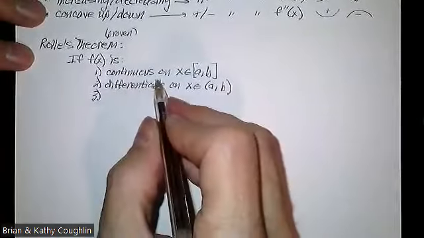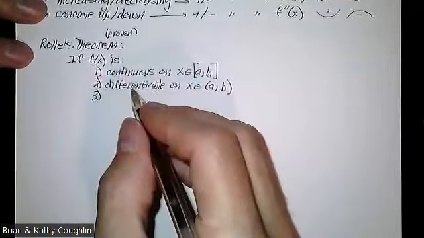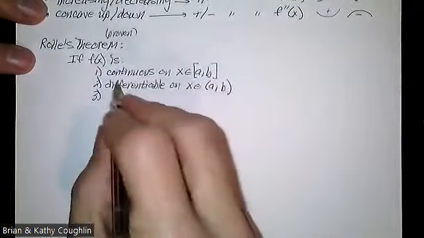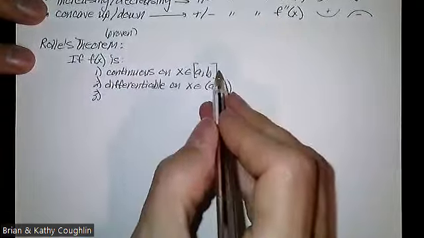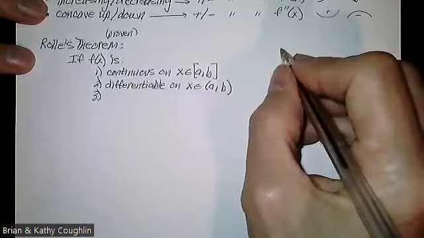Differentiable basically means you can take the derivative. The derivative exists, so the derivative doesn't blow up or get undefined or anything like that. So continuous from end to end and differentiable inside the interval. Let me show you what I mean.